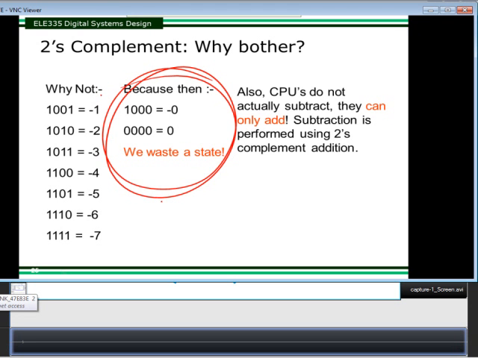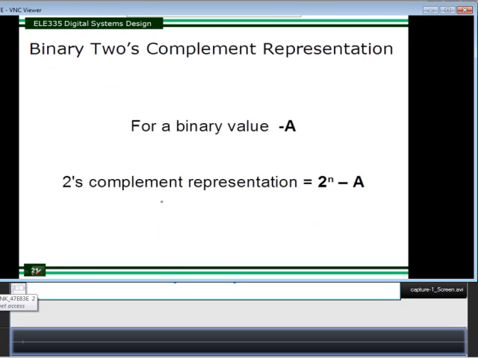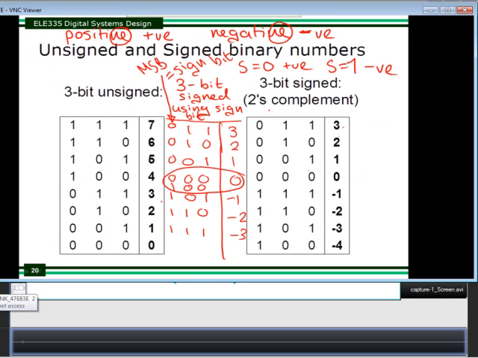We don't use that method because we end up with a positive and a negative 0, and we've wasted one of our states. Okay? So we don't use the sign bit and then just the final binary digits to represent the exact number, because then we end up with a +0 and a -0. And we've wasted a state. What we use instead is something called 2's complement.